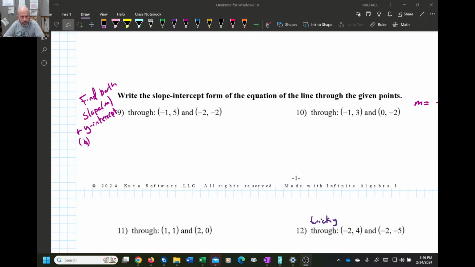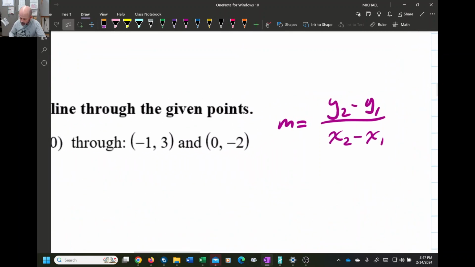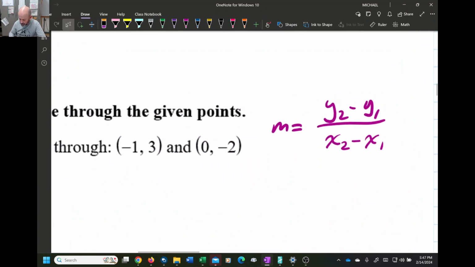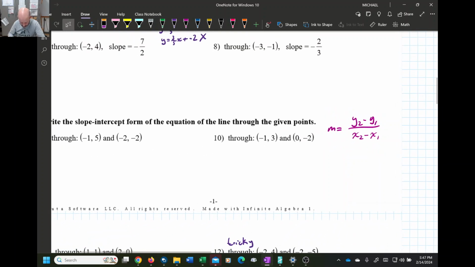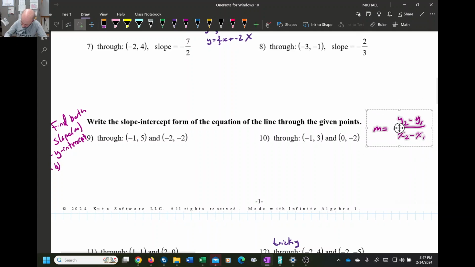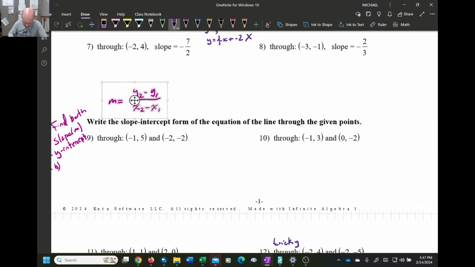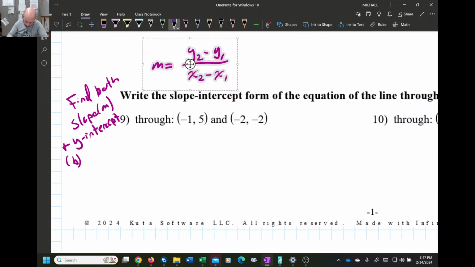Okay, 9 through 12, again, a little bit tougher. There's one extra set of steps you need to do. Here, I'm not given the slope or the y-intercept. I have to find both of them. So we know our slope formula, y2 minus y1 over x2 minus x1. I'm just going to pull that over here where we can see it a little bit better. And so I'm going to find my slope for this problem.